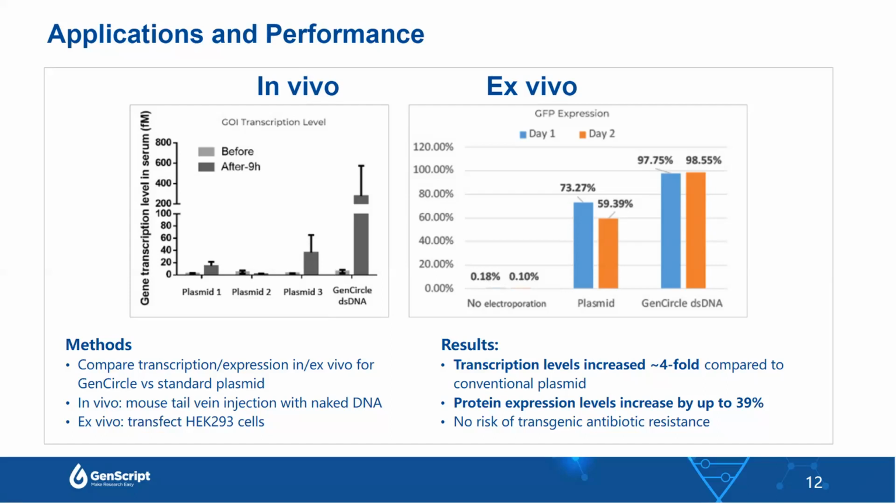This is a mouse assay with mouse tail vein injection of naked DNA, and we monitored the RNA level 9 hours after the injection. It shows fourfold higher than the traditional plasmid.